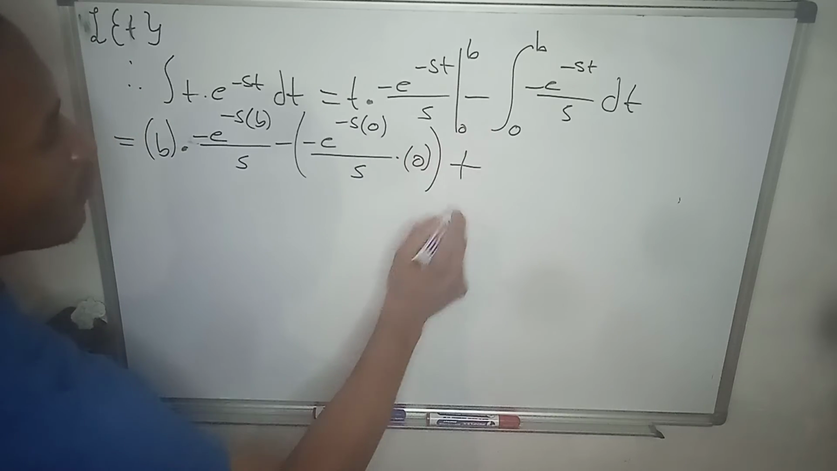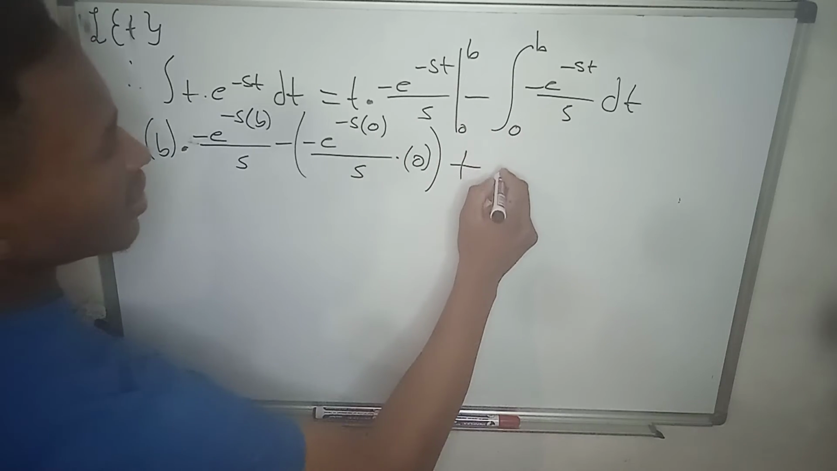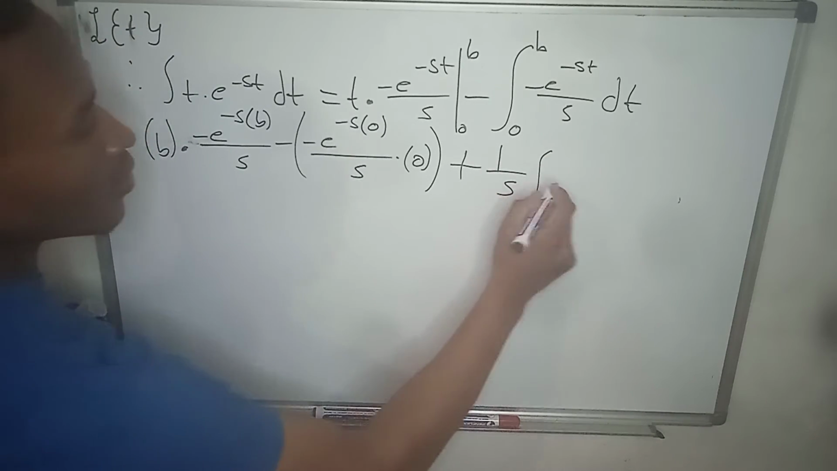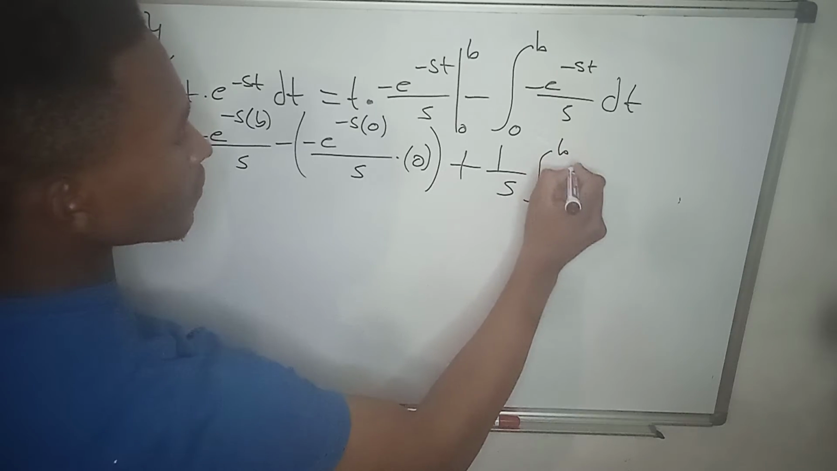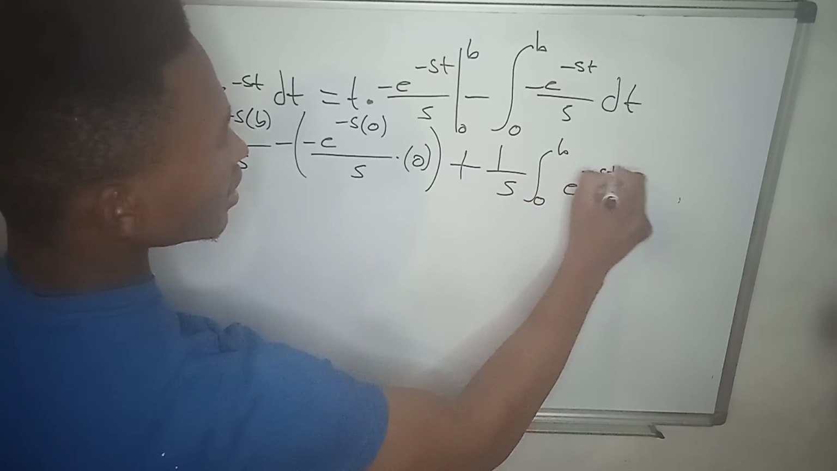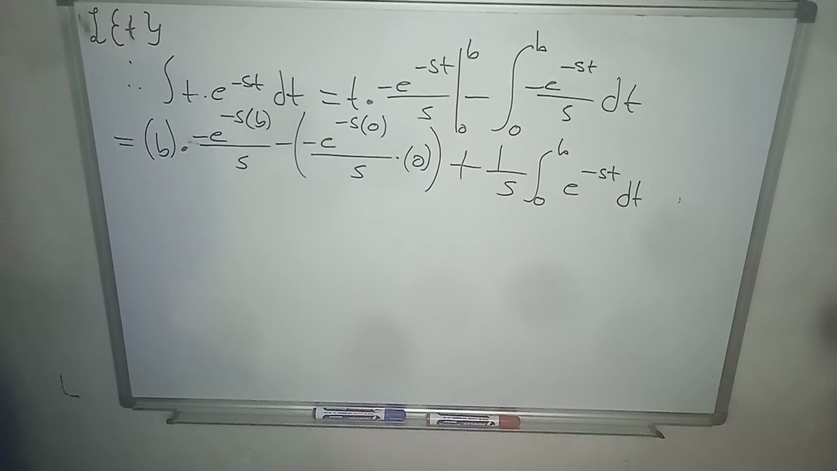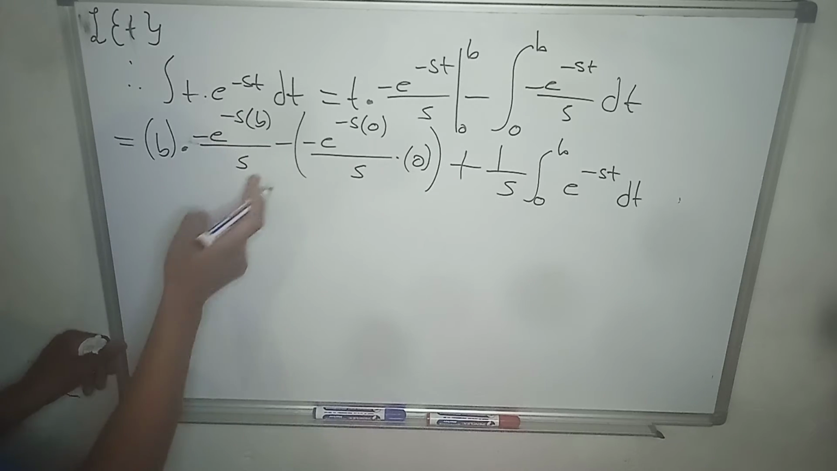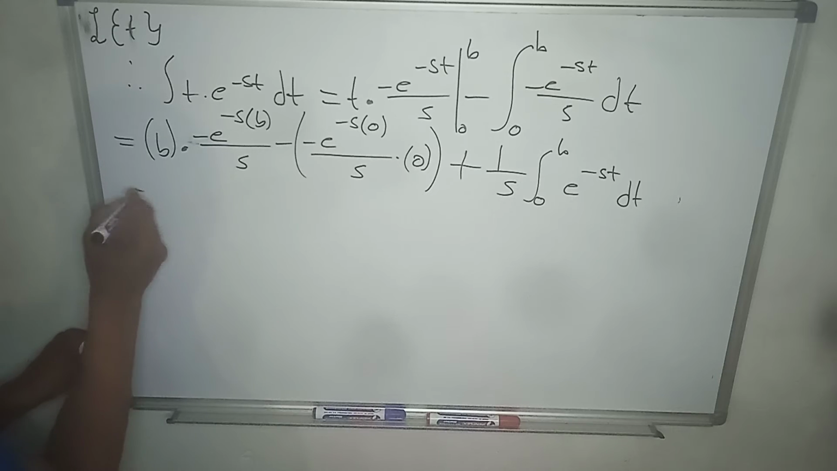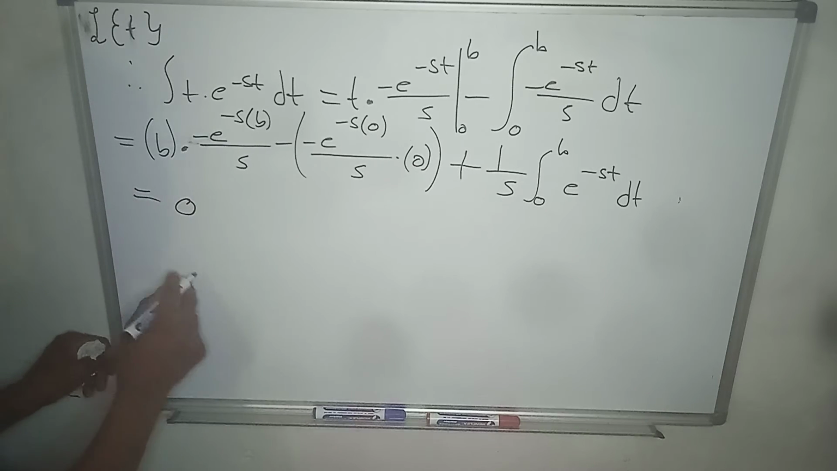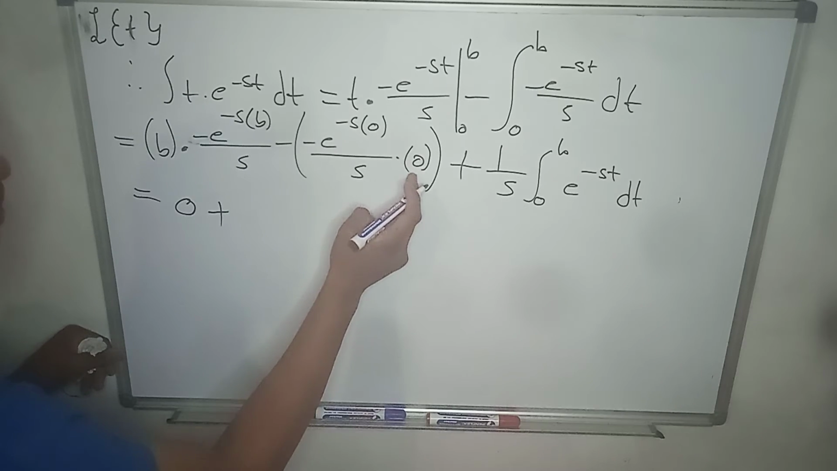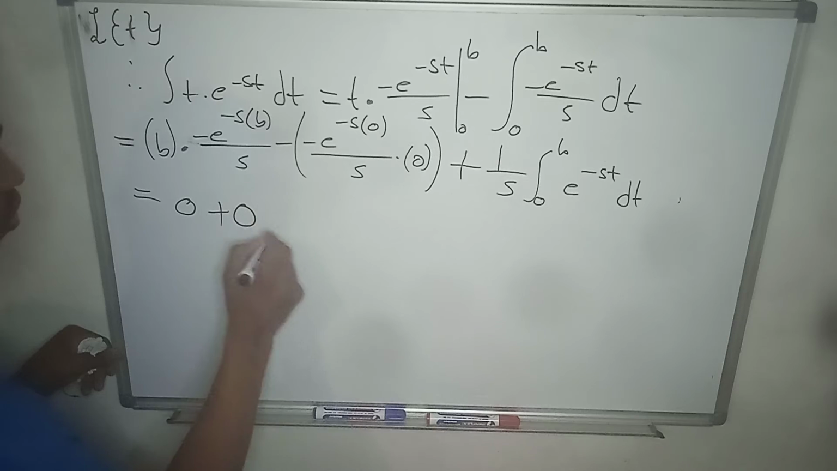Or I can just do this. Negative times negative will be positive. And this is the same as 1 over s times the integral from 0 to b of e^(-st) dt. So, like I said, when b goes to infinity, this thing gives us 0. According to our first session, this thing will be 0. So negative times negative is positive, but anything multiplied by 0, this whole thing will give us 0 also.